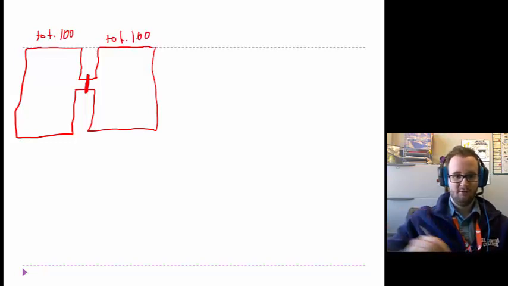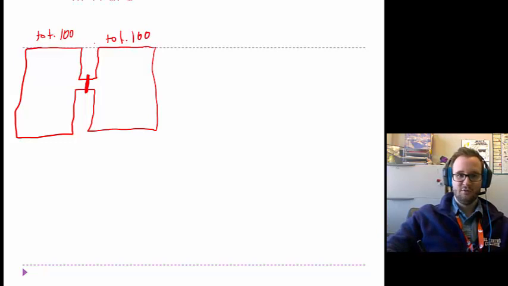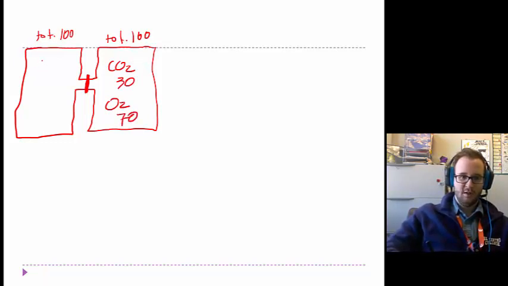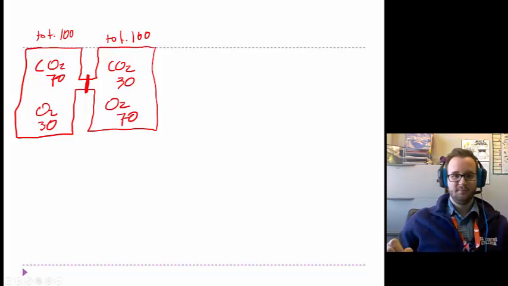And this is just hypothetical. You won't find a room with 100 units of pressure, but in this room, we're going to have CO2 at 30%. We're going to have oxygen at 70%. And on this other side of the room, let's flip it. So CO2 is at 70% and O2 is at 30%.